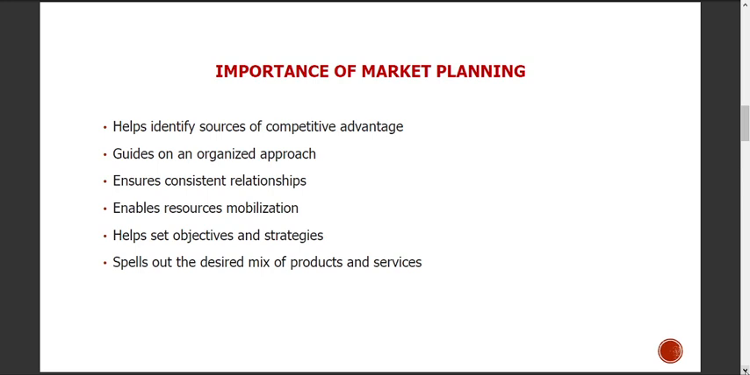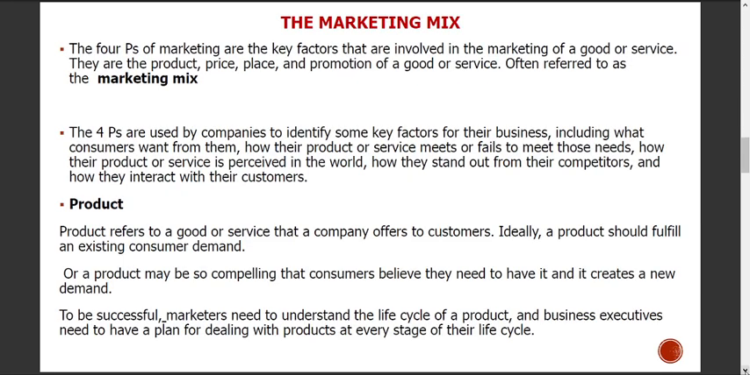Market planning also enables resource mobilization. After doing your market ratio analysis, you see which resources you need, and then you look for ways of mobilizing the resources that are needed. It also helps in setting objectives and strategies, and spells out the desired mix of products and services that we intend to put on the market. That leads us to the marketing mix.